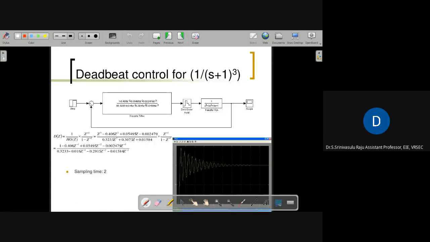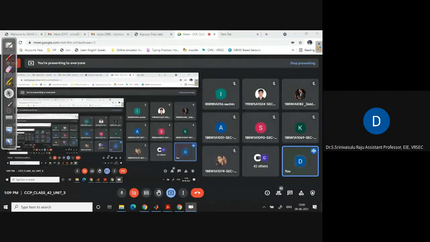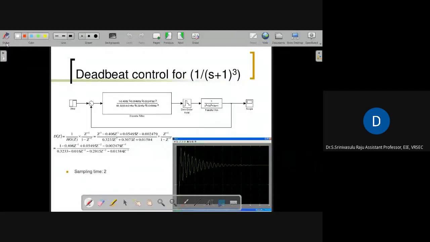Next, similarly, I'm going for 1 by s plus 3 whole cube. So here you can see initially the magnitude of oscillations is very high, which is not acceptable in real time. The theoretical deadbeat algorithm can be applicable only for first order processes. But here, if you see, second order process tracking, third order process is also tracking. So we have designed the controller mathematically.